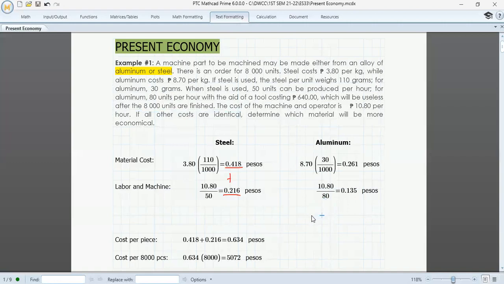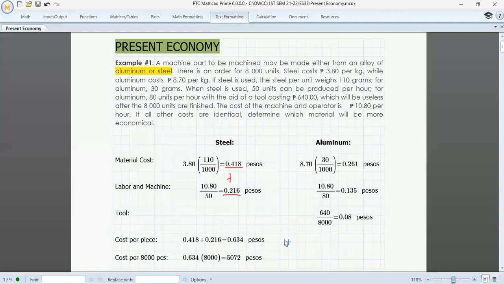Ibig sabihin, meron tayong madadagdag na 0.08 pesos na gastos kada piraso. Okay? So this is, syempre labelan pa rin natin. Kapag nagsosolve ng present economy, mahalaga na merong label lagi yung inyong solution. Para alam ba natin para saan ba yung sinusolve ninyo.